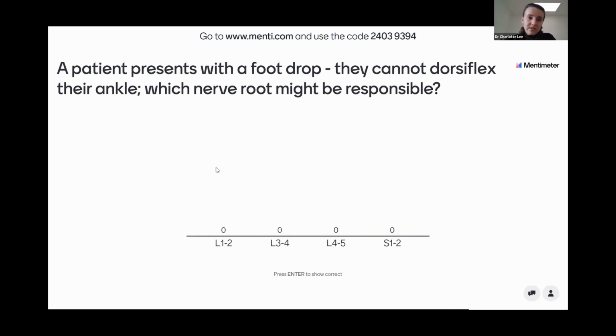So we've got a patient who presents with foot drop. This is a test of your dermatomes. They cannot dorsiflex their ankle. So imagine this is my foot, they can't lift it up. Which nerve root might be responsible?